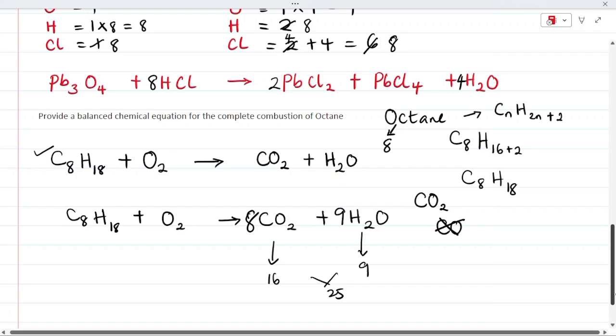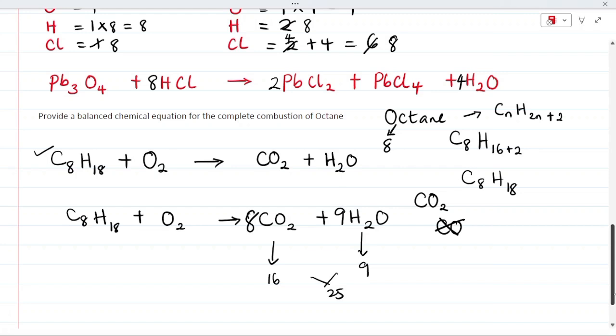Now you can see, I cannot come here and place 25. If I place 25 there, that means I'm saying I now have 50 oxygens, and that doesn't work like that. So you can see again, we are operating with even and odd numbers. So what do we do? It becomes pretty simple. You just remember what brought about the odd number. Like I said, it is easier to work with even numbers. What brought about the odd number? It is this 9 that we have here.